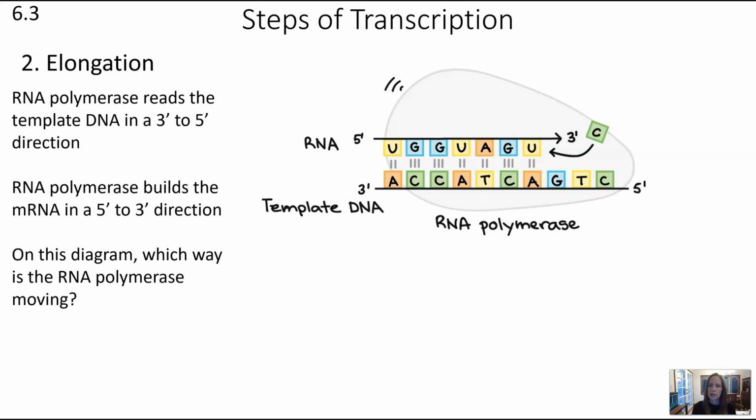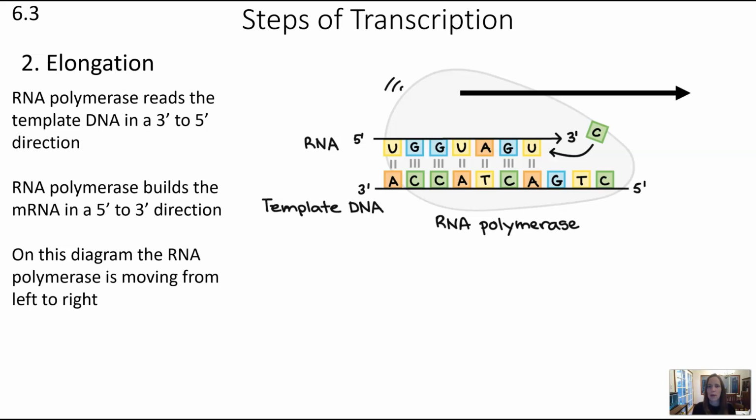Just like we saw in DNA replication, the polymerase, in this case RNA polymerase, is going to read the template in a 3' to 5' direction, and it builds in the 5' to 3' direction. On this diagram, which way is the RNA polymerase moving? If we know the direction of both reading and building, which way is the RNA polymerase going? In this diagram, the RNA polymerase is moving from left to right.